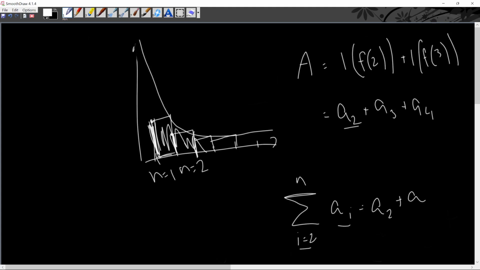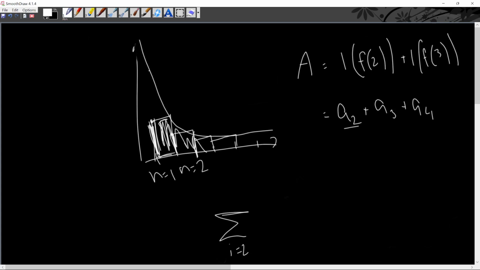should converge, but we have a sub 2 plus a sub 3 plus on and on until you get to a sub n. And we are saying that since all of these rectangles are less than their actual y values on f of x, this is supposed to be an underestimate, right? So we're saying that this series from i equals 2 to n of a sub i should be less than the integral from 1 to n of f of x dx.